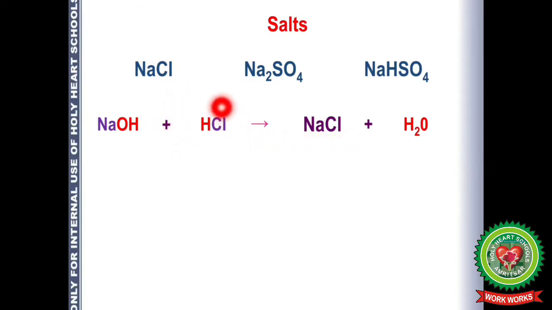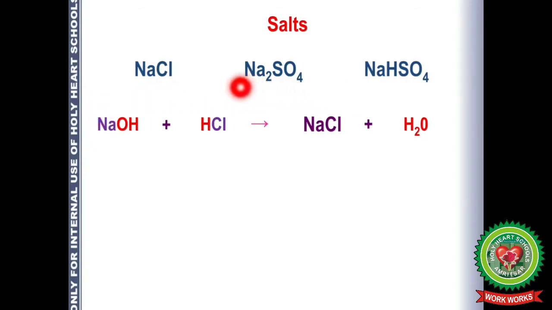Basically, the hydrogen of the acid is replaced by a metallic ion like sodium. Okay, so if instead of sodium it is potassium, then it will form KCl. So what is happening here? The hydrogen ion of the acid is replaced by the metallic ion of the other compound which we have taken.